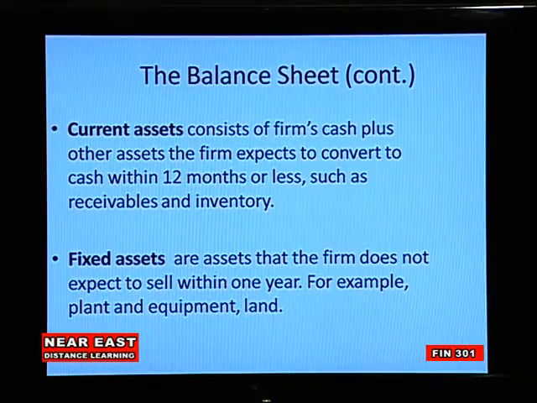Current assets. Current assets consist of the firm's cash plus other assets the firm expects to convert to cash within 12 months or less. Example, inventories, account receivable. While fixed assets, we cannot convert to cash in less than 12 months. Fixed assets are used to increase the production process. Example, equipments, lands, cars.